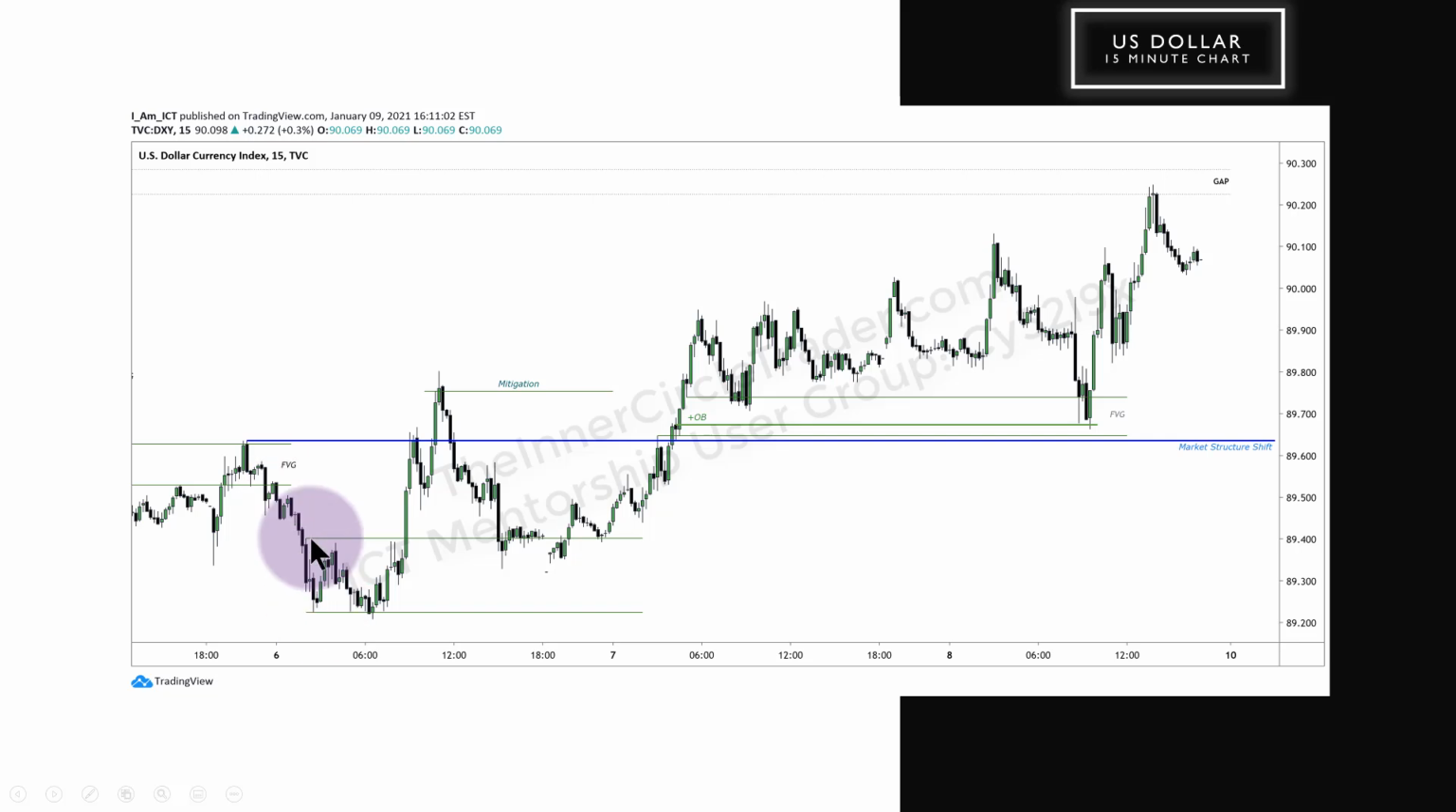And that's why knowing the higher time frame levels and putting them on your higher time frame charts, and then using that when you're looking at your lower time frame, like 15-minute here or even a 5-minute chart, it gives you such a degree of perception that you can't really appreciate.